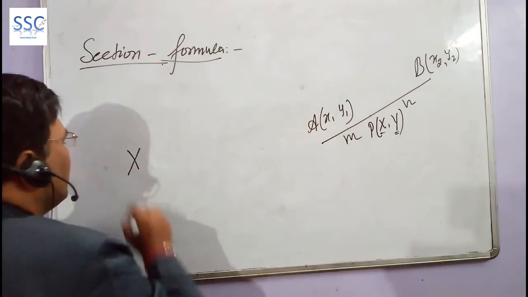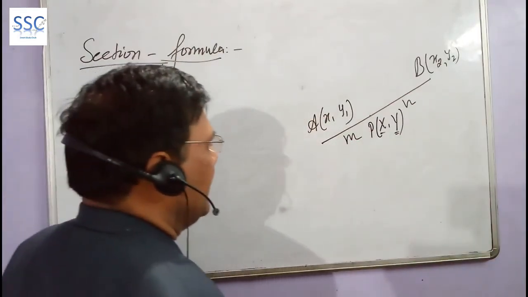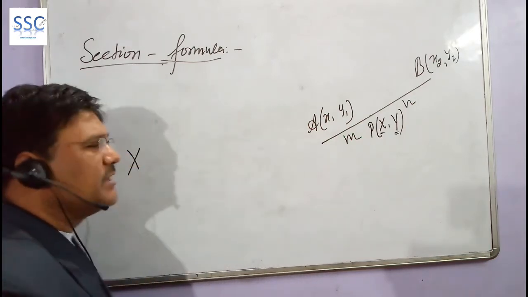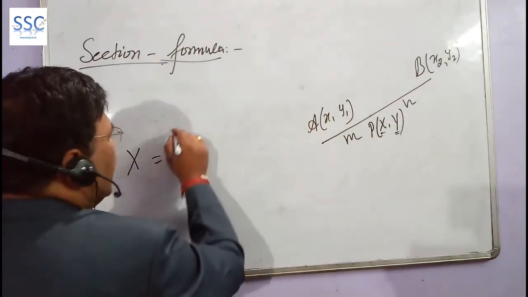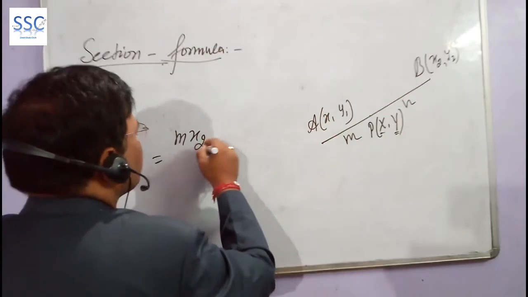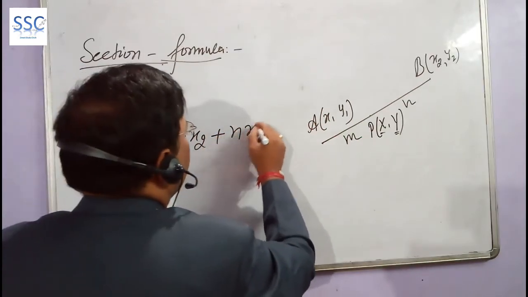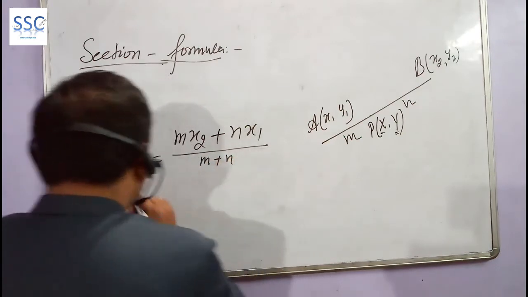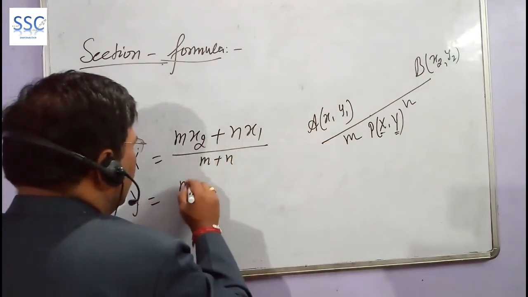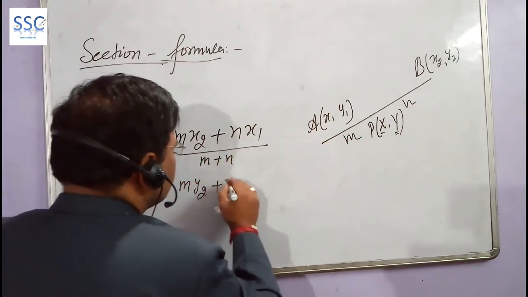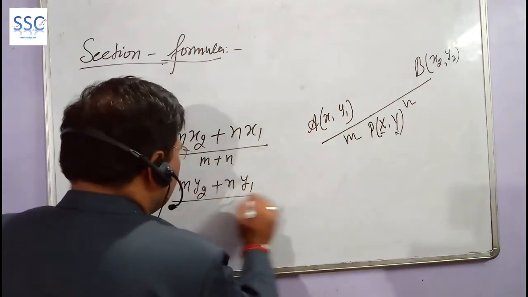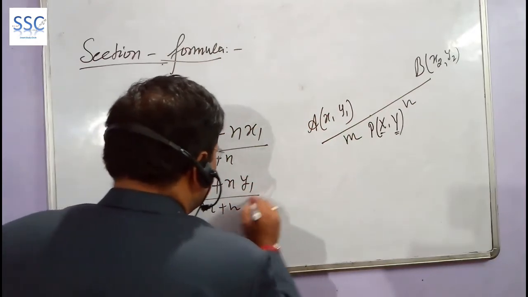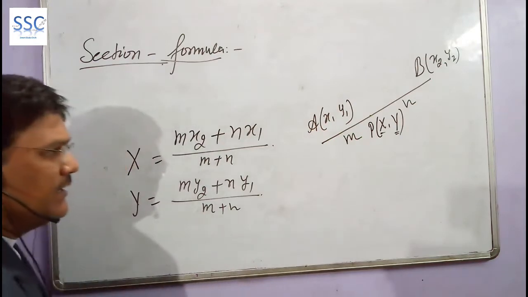So from the section formula, the x coordinate, meaning the abscissa of the point, is x = (m x2 + n x1) divided by (m + n). And similarly y = (m y2 + n y1) divided by (m + n). Here we get x and y.